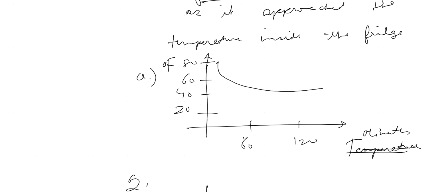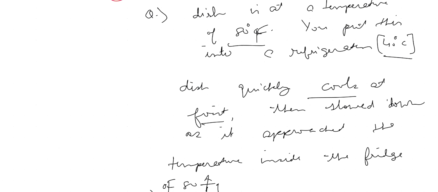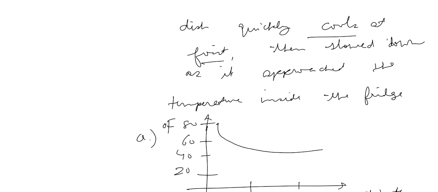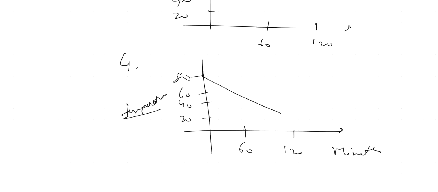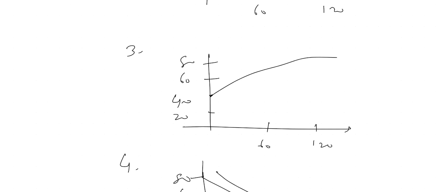And can you determine which one would represent this part, which is what is shown in the question: that the dish quickly cools at first and then slows down as it approaches the temperature inside the fridge. So which one do you think would represent this? See, this is a straight line, which means the dish will continue to cool down at a uniform pace. This is not what the question told me. And this is actually about the dish increasing in temperature. That does not happen in a fridge.